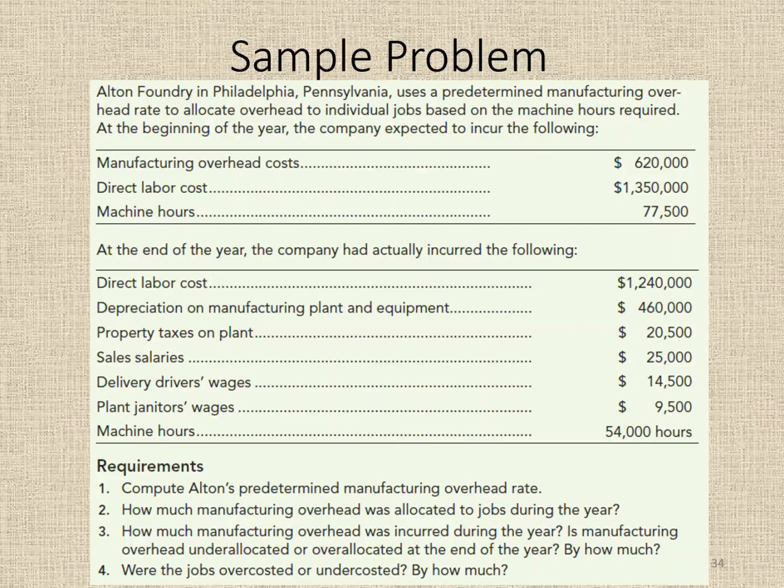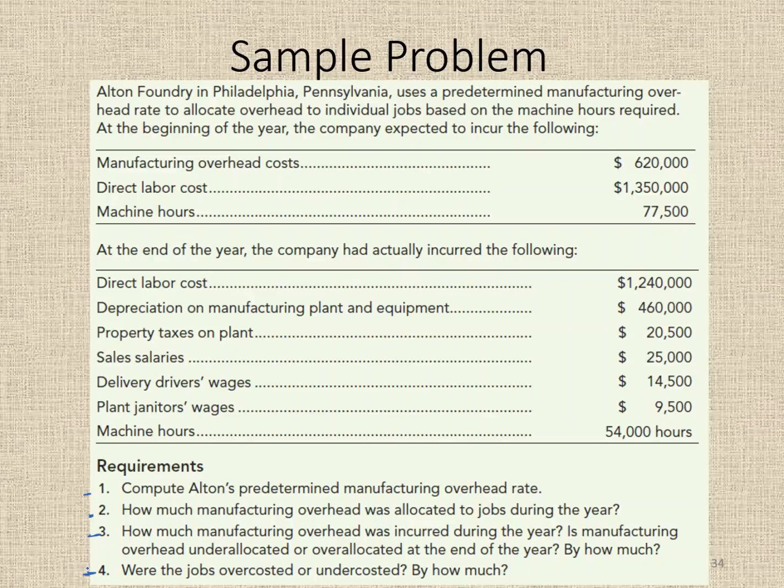Okay, let's take a look at a sample problem, which is asking us to compute the predetermined manufacturing overhead rate. It's also asking us to compute the manufacturing overhead allocated to the jobs during the year, to determine the under or over allocated manufacturing overhead, and then if the jobs were overcosted or undercosted by how much.